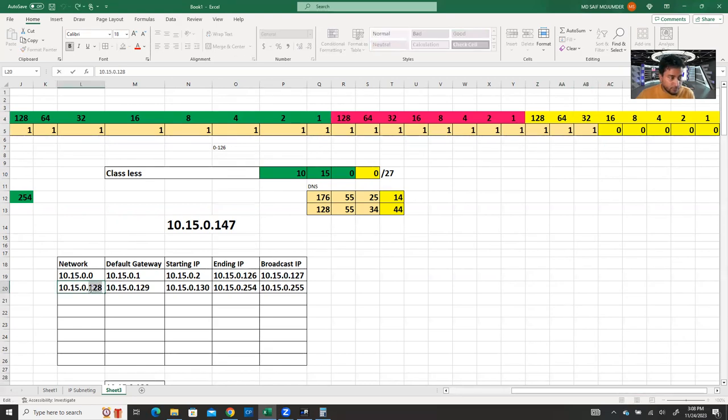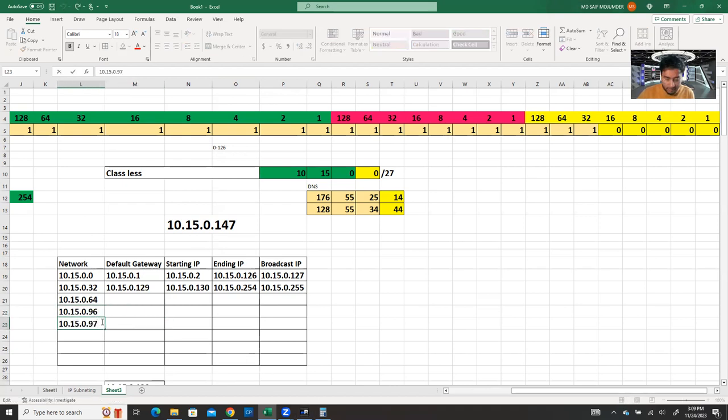So you have to start from 32, and every time you have to add 32. 32 plus 32, what's it gonna make? It's gonna make 64, right? And then again, 64 plus 32. So whatever the last borrowed bit value is, you're gonna add that number all the time. So it's a little different than your subnet mask calculation. If you add it, what number you will get? 96, right?